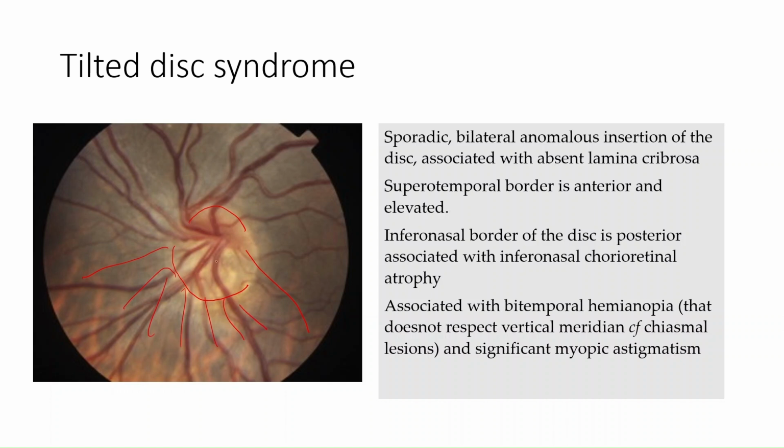As a result, when you do visual field testing in these patients, you will get something like a pituitary tumor. The only thing is, in a pituitary tumor the field defect respects the vertical midline, whereas here the field defect will not respect the vertical midline, it will cross it. So you will have a bitemporal hemianopia which is not respecting the vertical meridian.